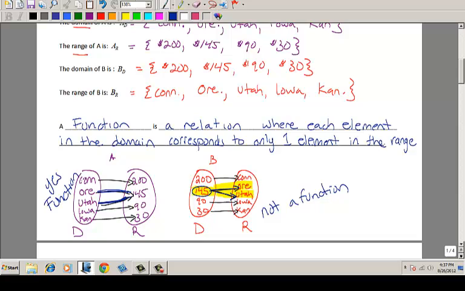So again, a function is a relation where each element in the domain, so each input value, only corresponds to one output value. Okay? Every time that I say I'm in the state of Oregon, I know that I have to pay $145. Every time I say I'm in the state of Kansas, I know I have to pay $30. But again, if we go back here and look at relation B, if my input value is $145, the computer isn't going to be able to tell me which state I am in.